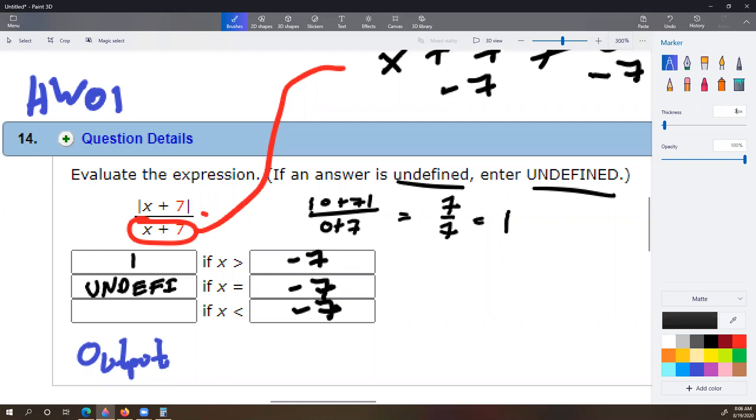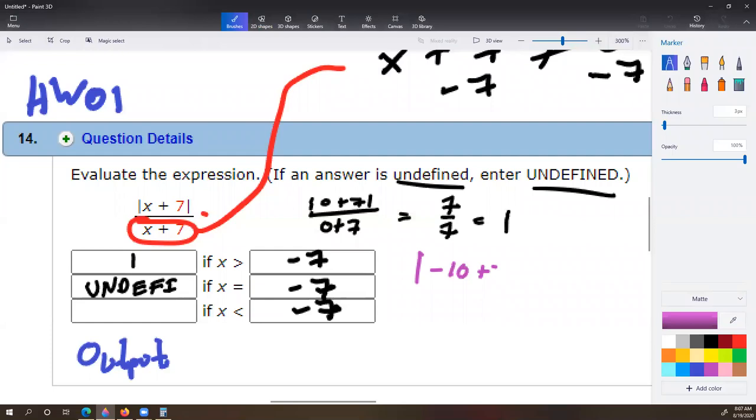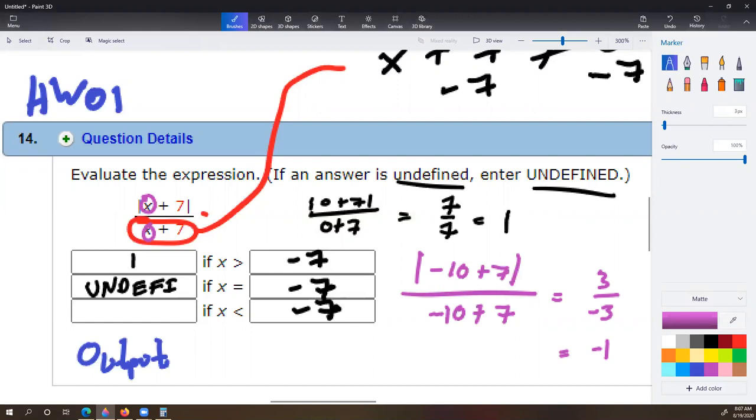Now let's do the same thing with some number that's less than negative 7. If I'm picking a number that far left on the number line, let's just go with negative 10. Let's do a different color here. So I do the absolute value of negative 10 plus 7 all over negative 10 plus 7, because we're always plugging these numbers in for x. Negative 10 plus 7 is negative 3. Its absolute value will be a positive 3. Negative 10 plus 7 on the bottom will be a negative 3, and that'll be equal to negative 1. So it turns out you always get negative 1 if you plug in any x value that's less than negative 7.